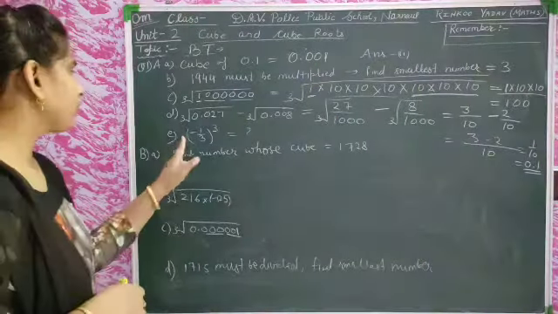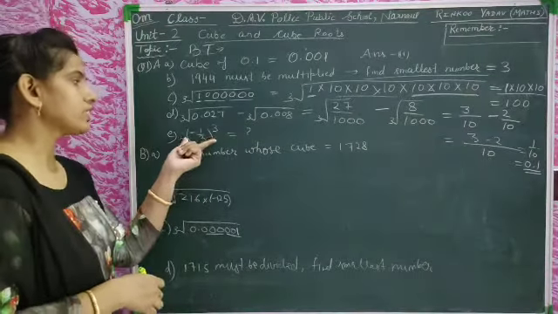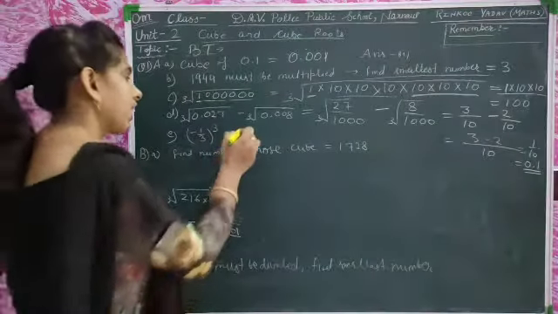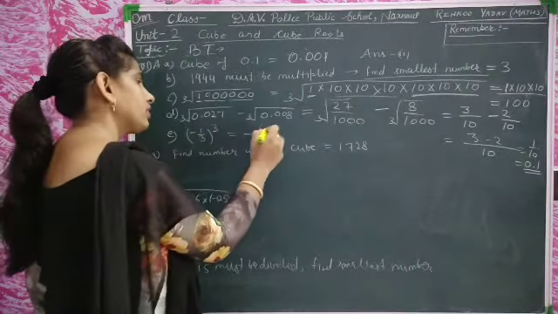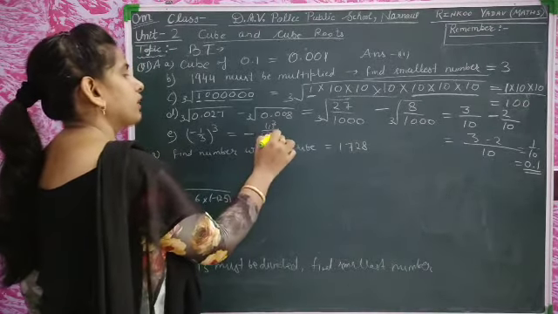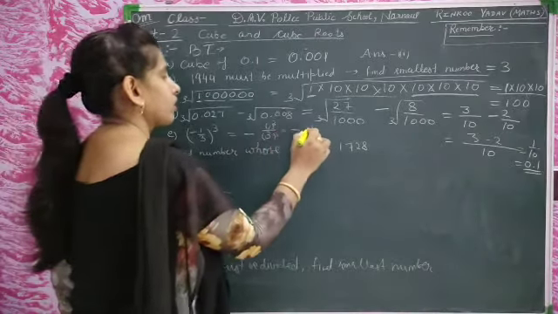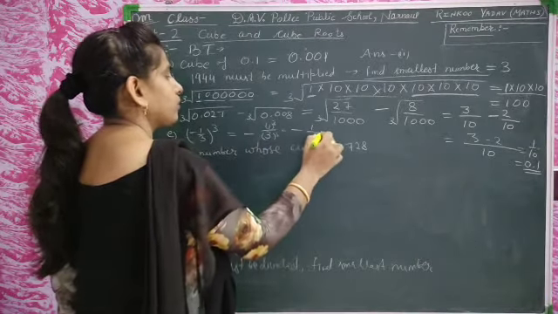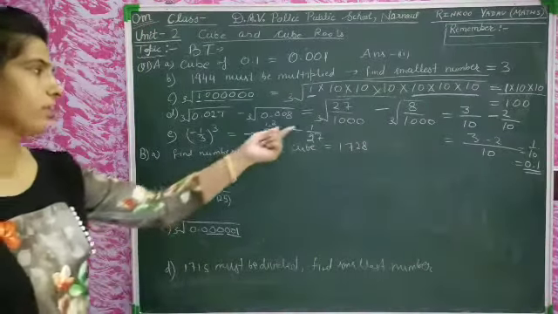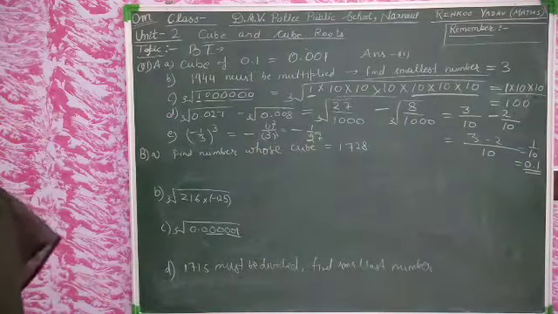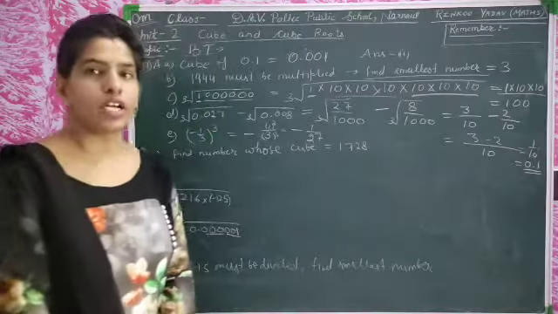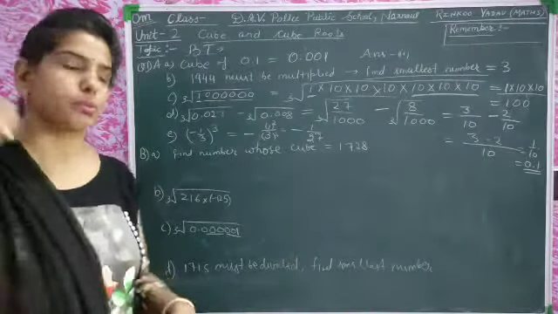Okay students, now we will go to the next question. The next question is the cubing of this number, and the cube of a negative number is the negative of the cube of the numerator divided by the cube of the denominator. Minus 1 by the cube of 3, which is 27, so minus 1 by 27 is the answer. Now students, we will go to the next question. Find the number whose cube is this.